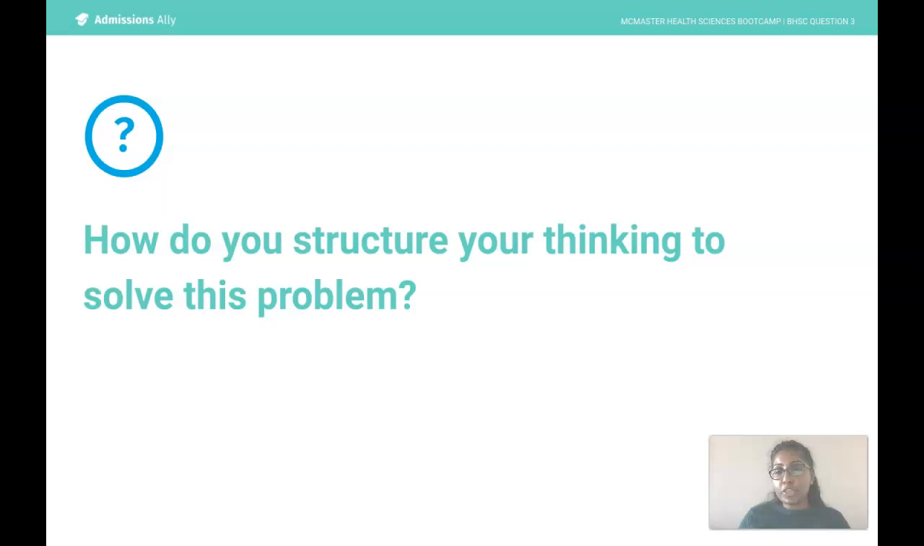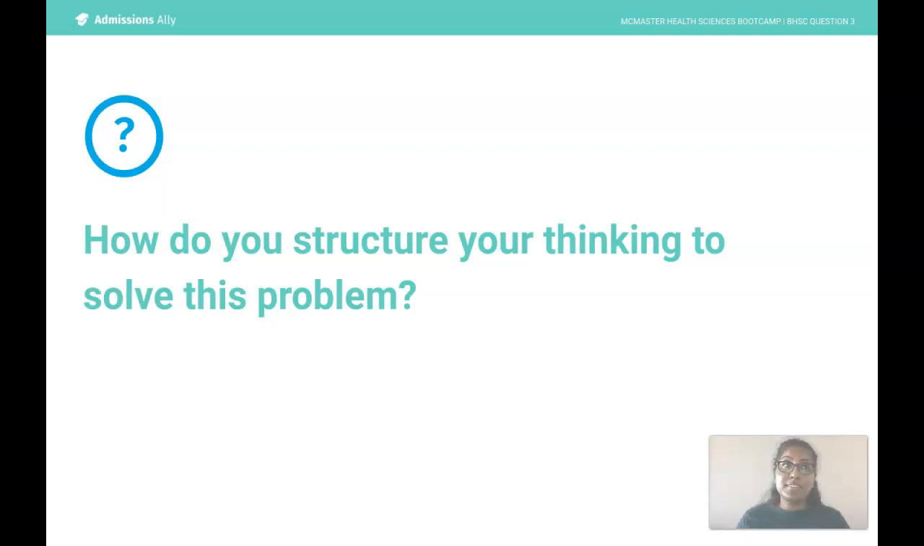So how do you structure your thinking to solve this problem? That's essentially what we hope you get out of this module today. This question is quite daunting at first glance, and it's riddled with a large amount of ambiguity. But once you start to structure your thinking and you approach the problem in a logical manner and you follow the steps that we've outlined in the video, you'll find that it's quite easy to solve.